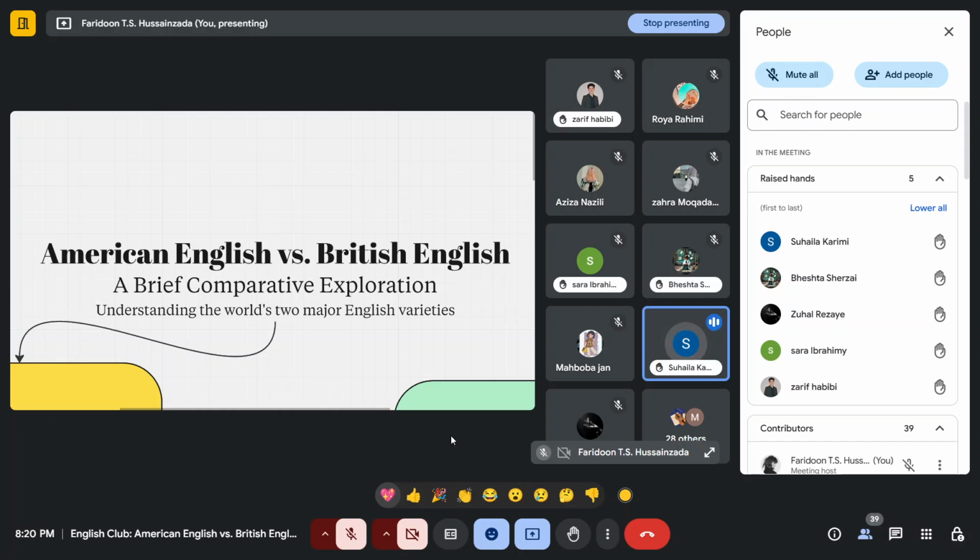Another difference is in vocabulary. In American they say apartment, but in British they say flat. And also another difference can be in the spelling.